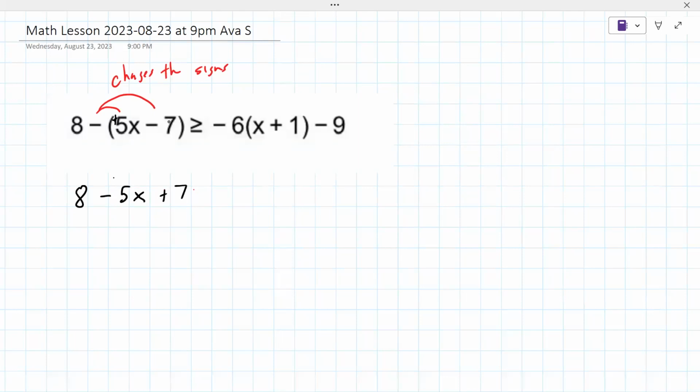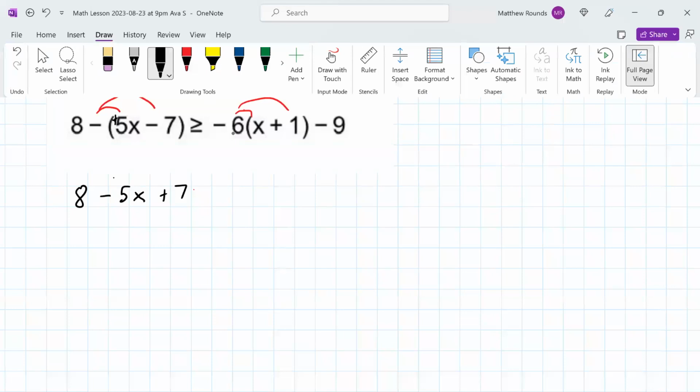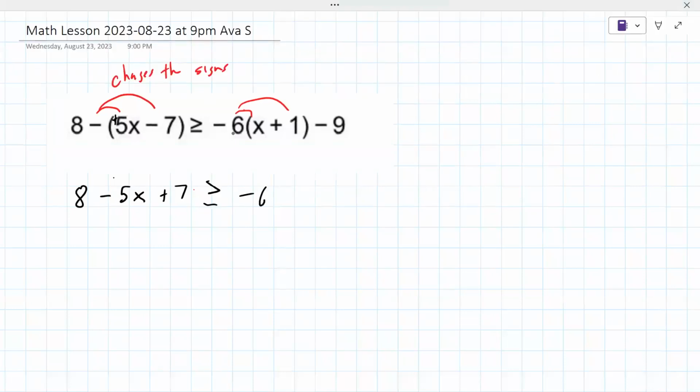Okay, now on the right there, you see that -6 on the outside. That is also going to distribute. And now it does more than change the signs this time because it's multiplying. So it's -6x minus 6 minus 9. Does that look okay to you? Yep. All right. So now we're down to a multi-step equation, multi-step inequality, if you will.